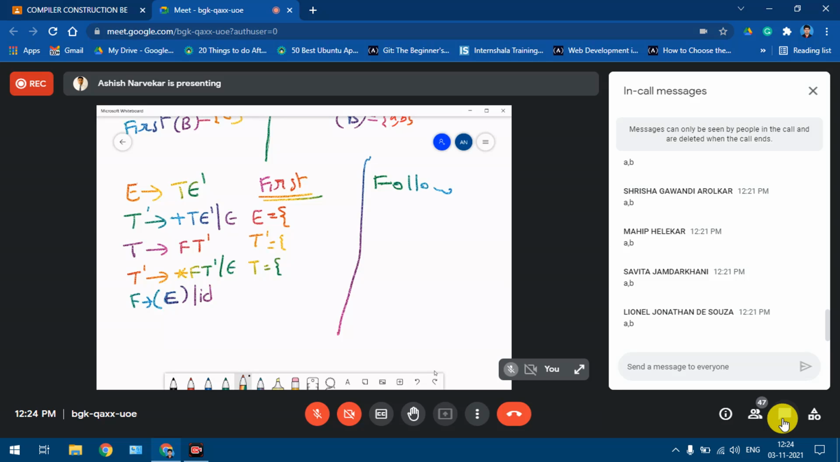There's one small correction over here. This is E dash, okay? The second production. You'll have to find the first and follow of E, E dash, T, T dash, and F. So what is the first of F? I think it is, sorry, open bracket and ID. What about T dash?